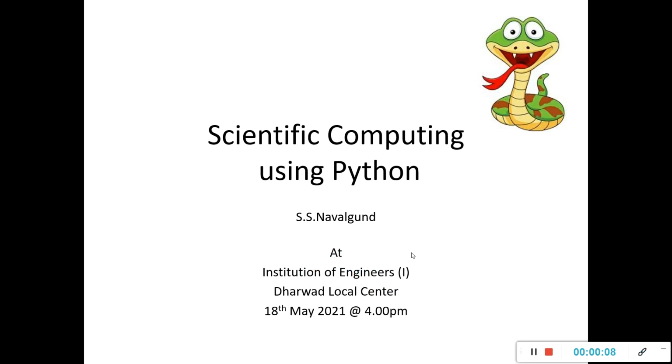This is SS Navalgund presenting a talk on scientific computing using Python.